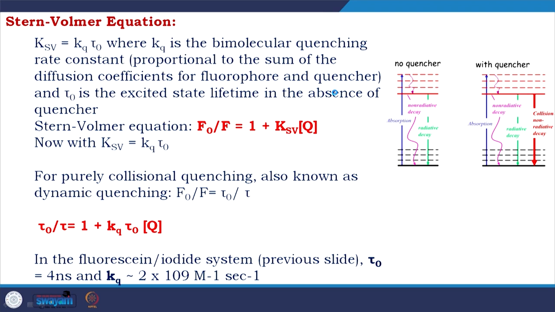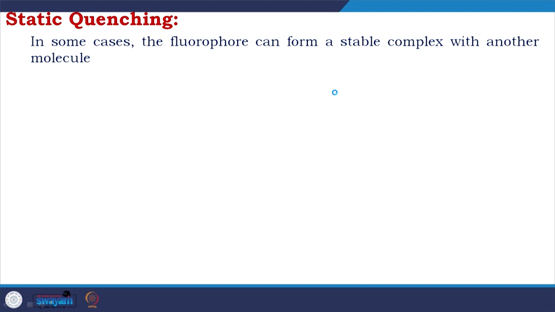Stern-Volmer was F0 by F equal to 1 plus KSV into Q concentration. Now, when KSV equal to KQ tau 0 for purely collisional quenching, which is, as I told, also known as dynamic quenching, that KQ tau 0 would be replacing here. So, tau 0 by tau equal to 1 plus KQ tau 0 Q concentration. So, in the fluorescent iodide system, you know the value of tau 0 and KQ, you could measure the other ones.